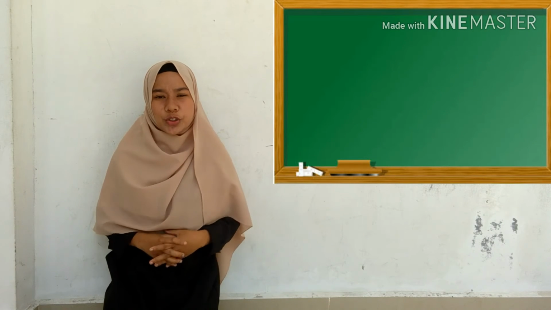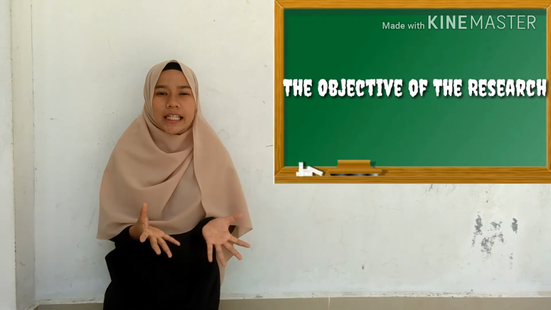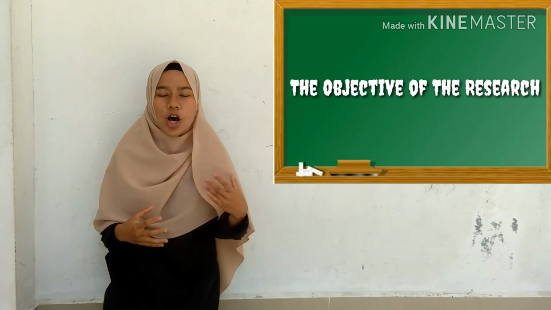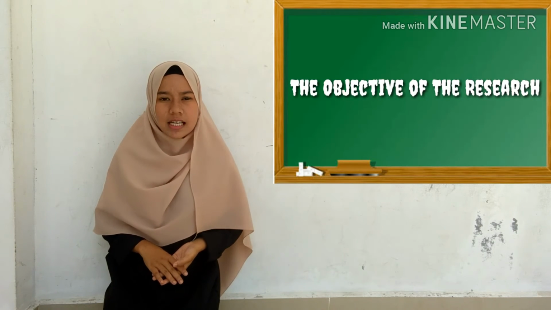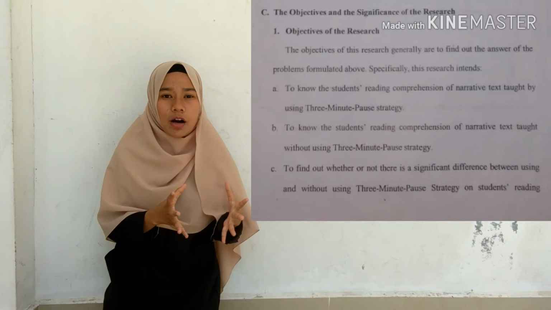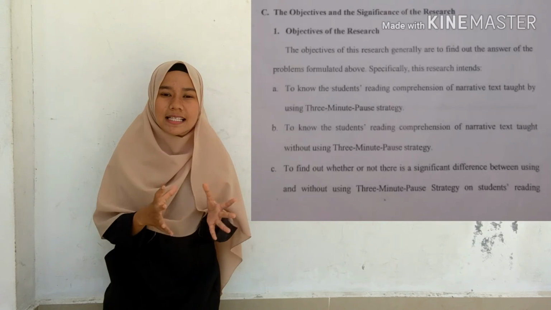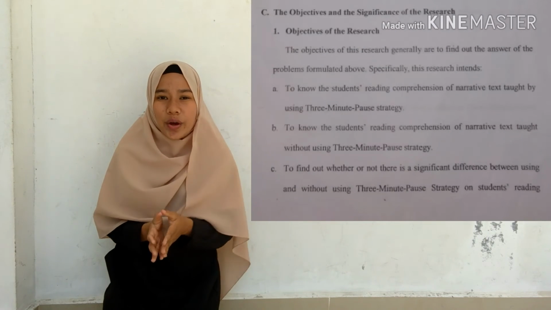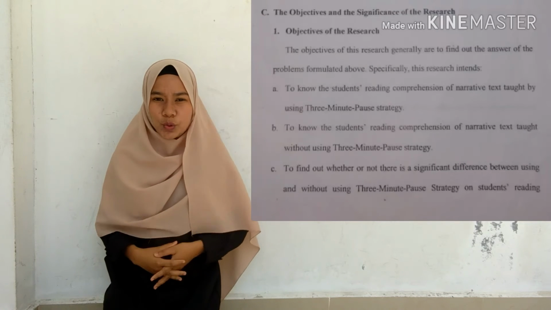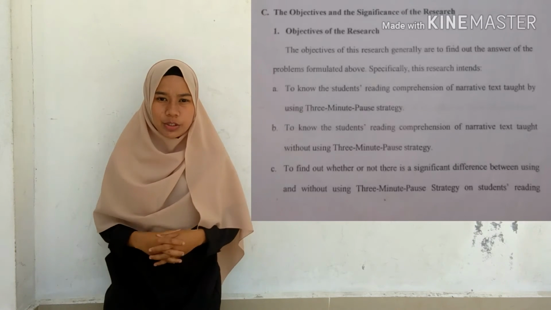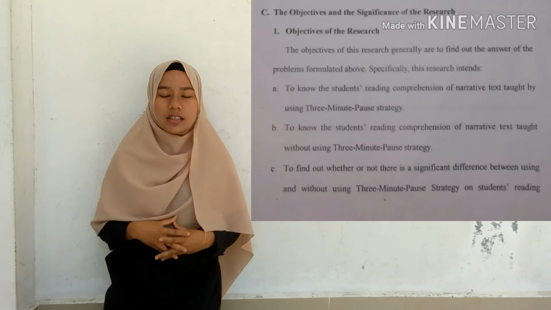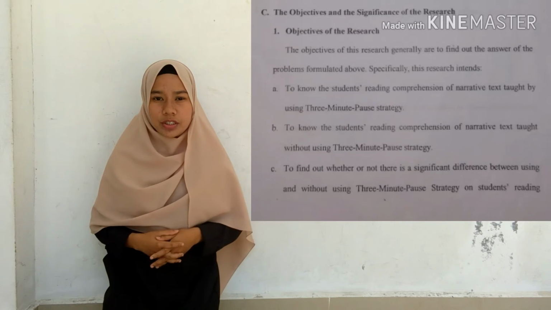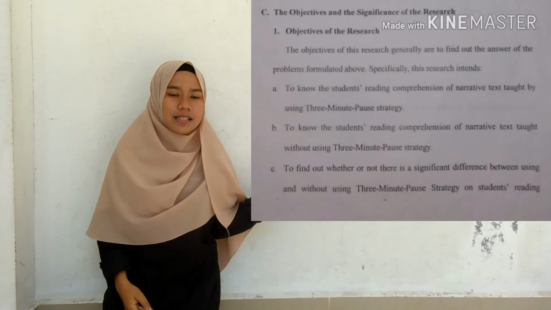Next, we are going to talk about the objective of the research. Based on my friend's explanation, this is the part for you to answer the question in the formulation of the problem. I give you an example to make you sure. You can see in my slide.